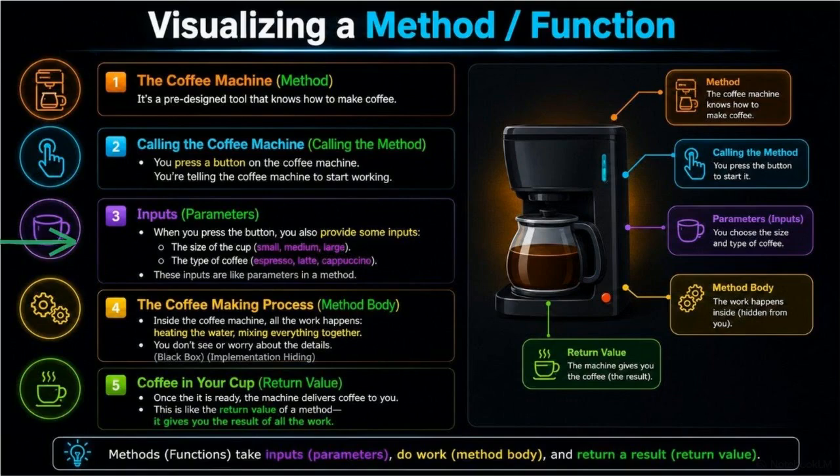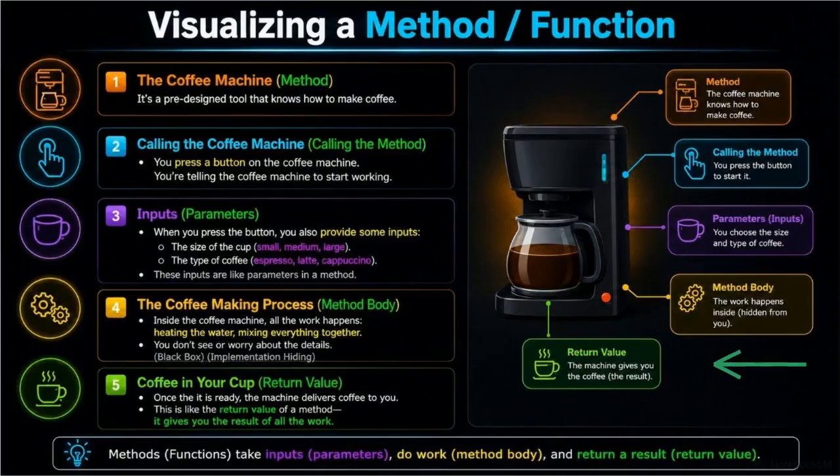To perform the work, the method requires inputs, or parameters. By providing the size of the cup or the specific type of coffee, you dictate the exact variation of the task the machine will run. Inside the machine, the heating and mixing happens entirely out of sight. This represents implementation hiding. The caller does not need to know the internal mechanics, only that the logic executes correctly.